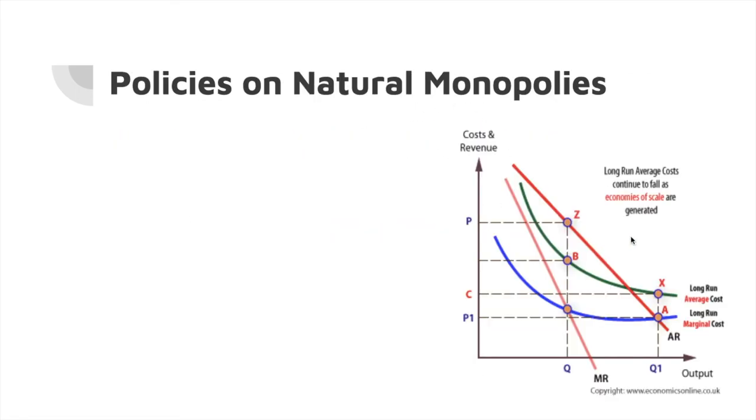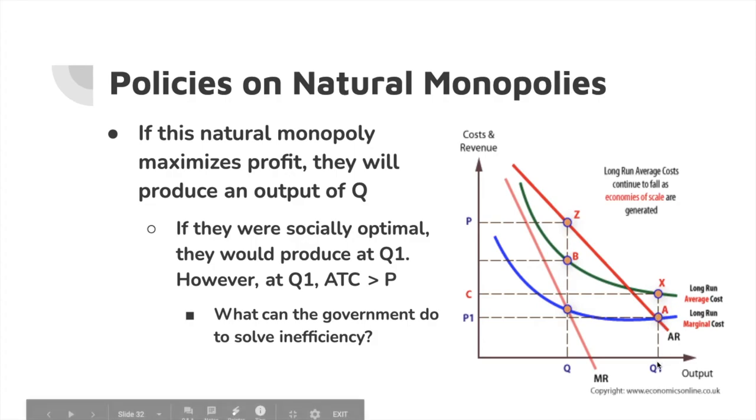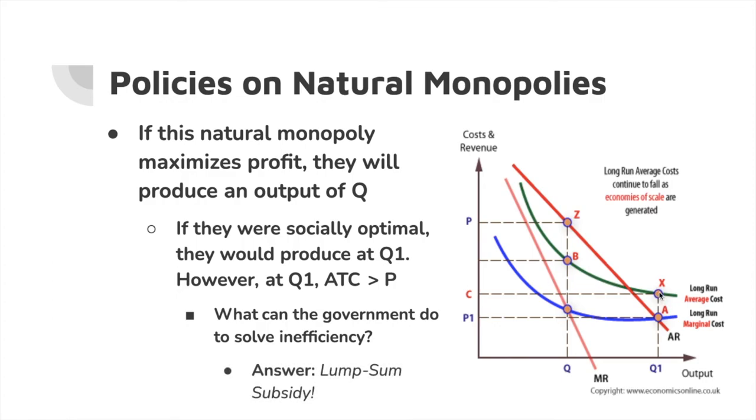What about a natural monopoly? A natural monopoly is a market in which the ATC curve is constantly decreasing. So if we wanted this firm to produce the socially optimal quantity of Q1, that would be difficult to make that argument, because at that point, the price would be P1, but our ATC curve is above that price. So this firm would be incurring losses by producing the socially optimal output. How could the government fix that? By offering a lump sum subsidy and shifting that ATC curve downward to erase that loss for the firm.